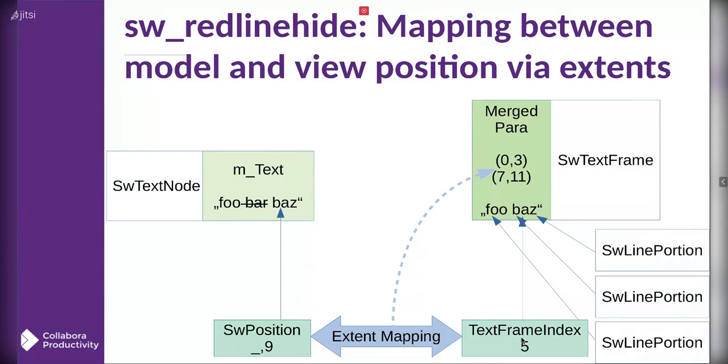So there need to be mapping functions that use the information in the extents inside the merge para object to translate between these two different kinds of positions. This is required in very many places. Okay, that's the most important thing, I guess, about how the merge paragraphs work.